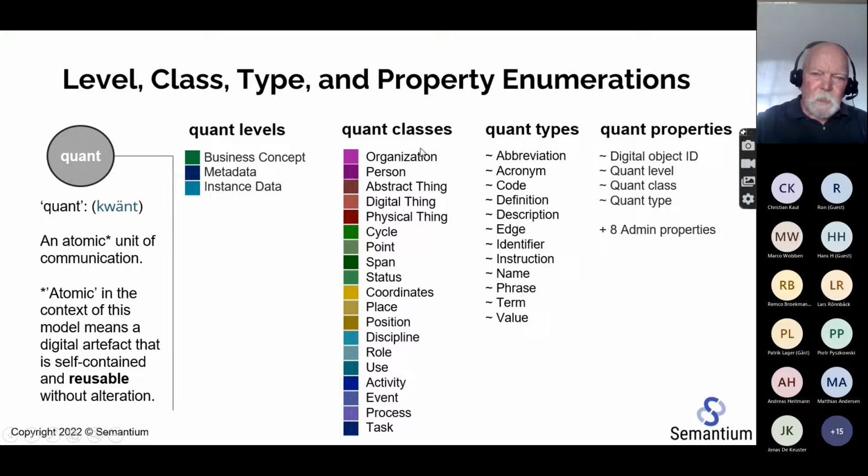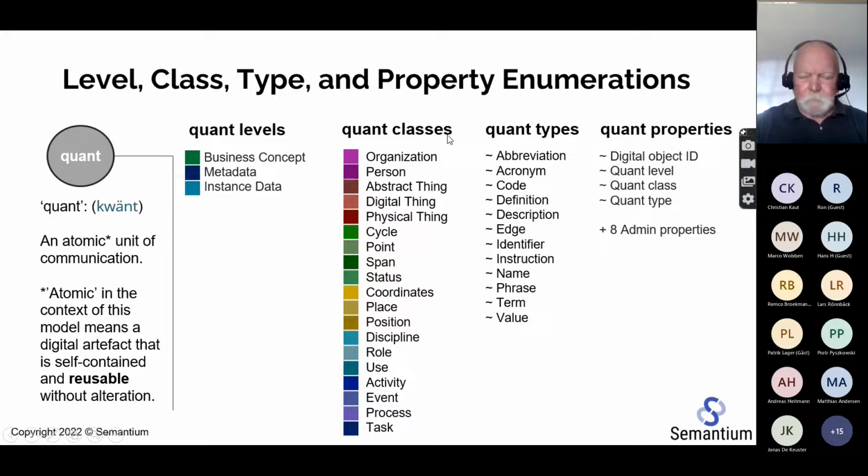The quant levels are recognizable, I think, to everybody in the call. Business concepts, metadata or structural labels on, say, for example, relational database tables, and then instance data. Interestingly enough, in the last couple of months, I've been realizing that there's patterns around what can fit into which of these buckets, but we'll leave that for another conversation.